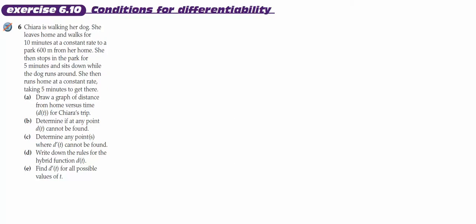This is for Year 11 Methods. It comes out of Chapter 10, 10.7, question number 6. Kiara is walking her dog. She leaves home and walks for 10 minutes at a constant rate to a park 60 metres from her home.